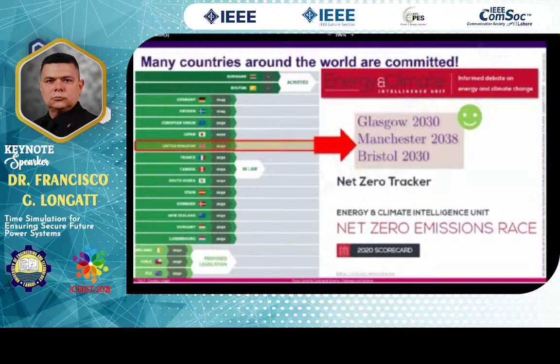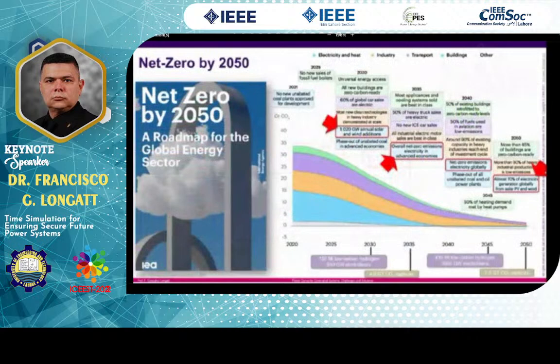But what is interesting is that many countries are committed, but there is already a path defined for reaching net zero emission by 2050. If you go and look into this amazing document from the International Energy Agency, they define the path for net zero for 2050. The document that is titled A Roadmap for the Global Energy Sector is defining the path for the electricity and heat, the industry, the transport, the buildings, and other sectors in order to reach net zero for 2050.